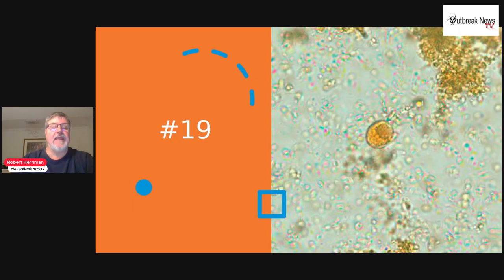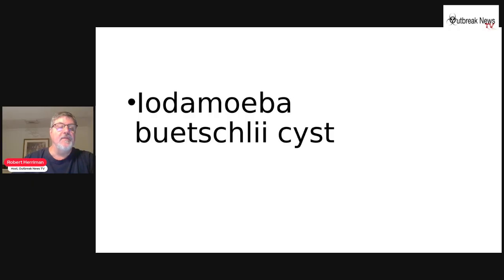And I kind of gave this one away, so I'm going to move right on. This is Iodamoeba bütschlii, and of course that's the cyst stage. And that dark mass, that's the glycogen vacuole that took up the iodine in the wet mount. Very, very characteristic. And this also is one of the non-pathogenic protozoa that we've talked about.